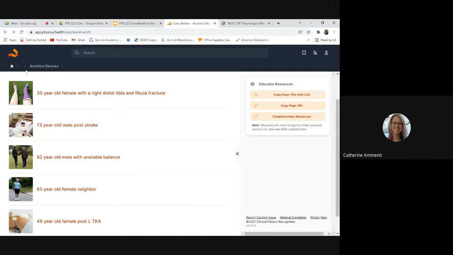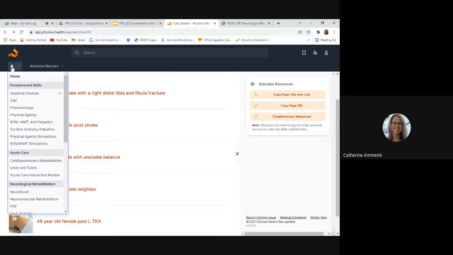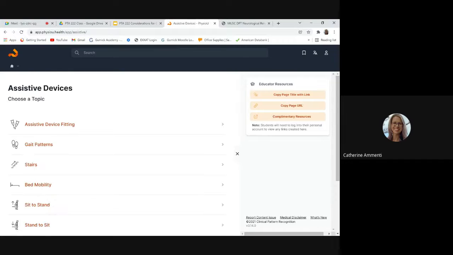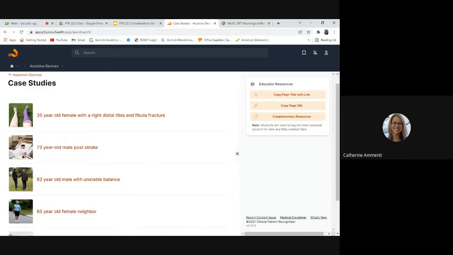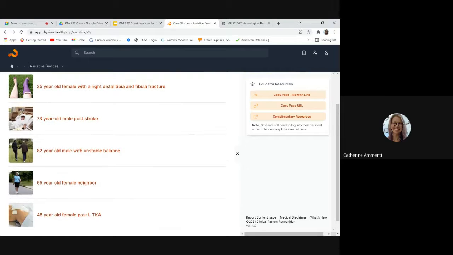to assistive devices, I'll walk you through that. So assistive devices, and then scroll down to case studies. And there's a couple of interesting case studies that I think would be helpful. A 73-year-old male post-stroke. That'll give you some kind of insight into what therapy is like for that person. It looks like it's an acute case, so maybe not necessarily what you're going to see in the outpatient setting.